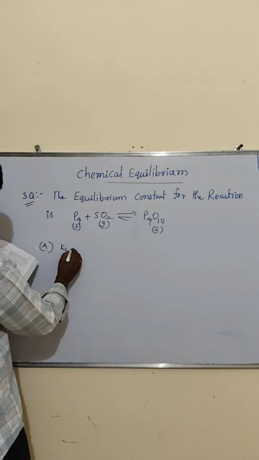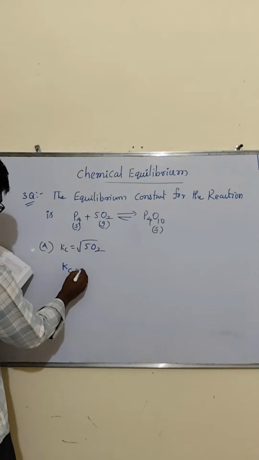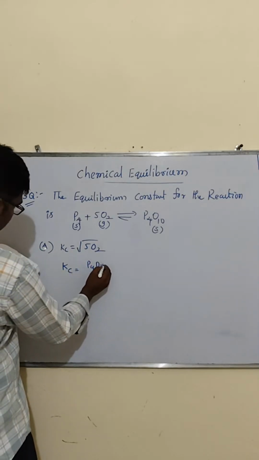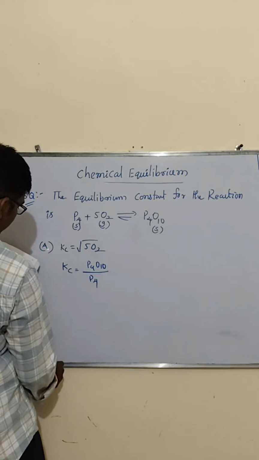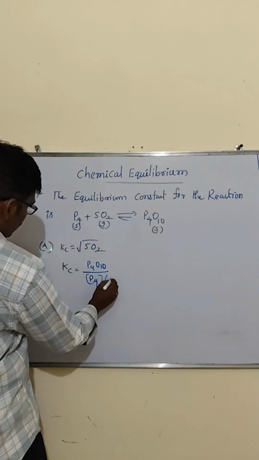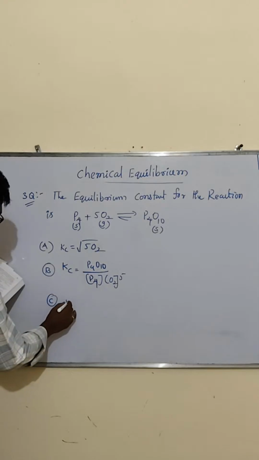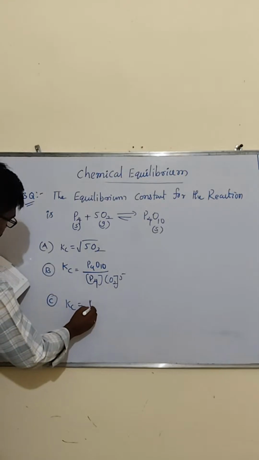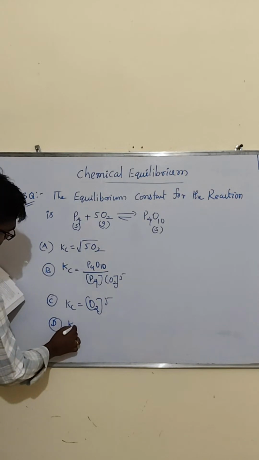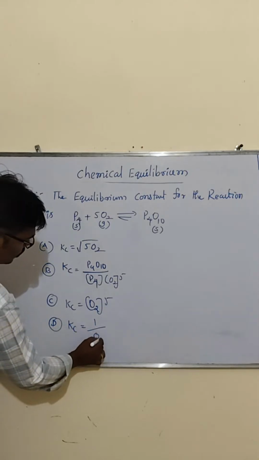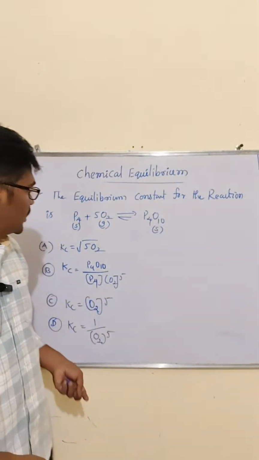Option A, Kc equals square root of 5 into O2. Option B, Kc equals P4O10 divided by P4 into O2 to the power 5. Option C, Kc equals O2 whole to the power 5. Option D, Kc equals 1 divided by O2 whole to the power 5. Look, my dear students. Look at the question carefully.